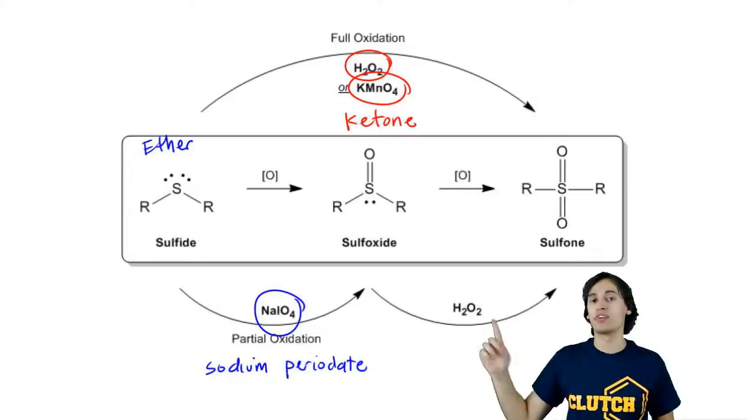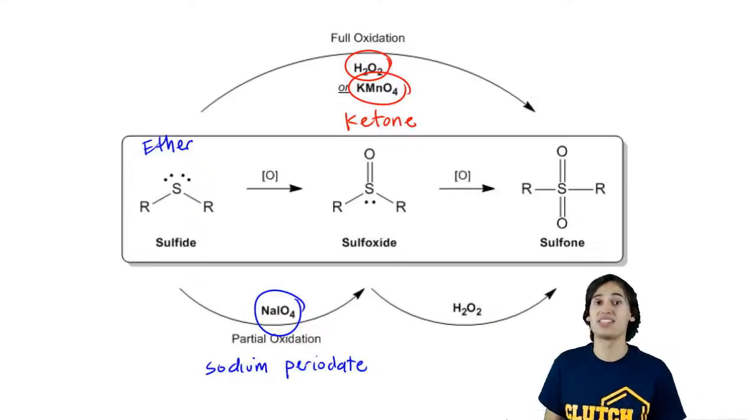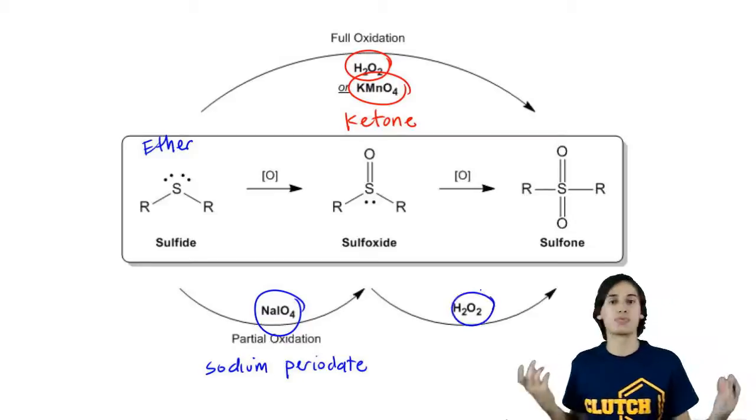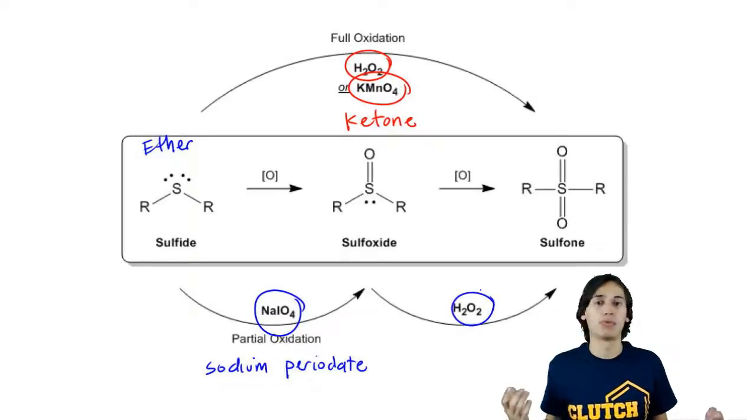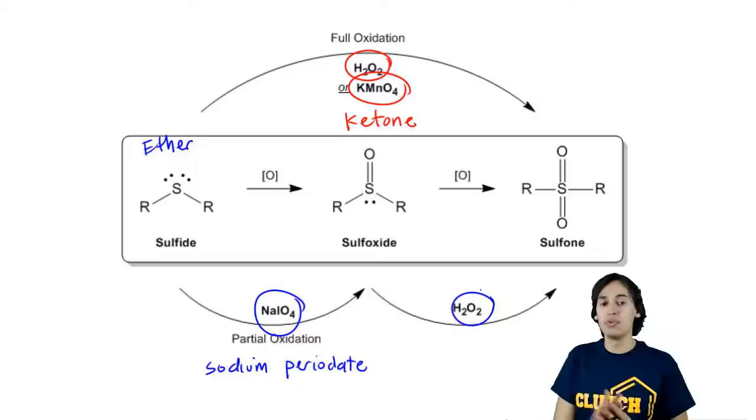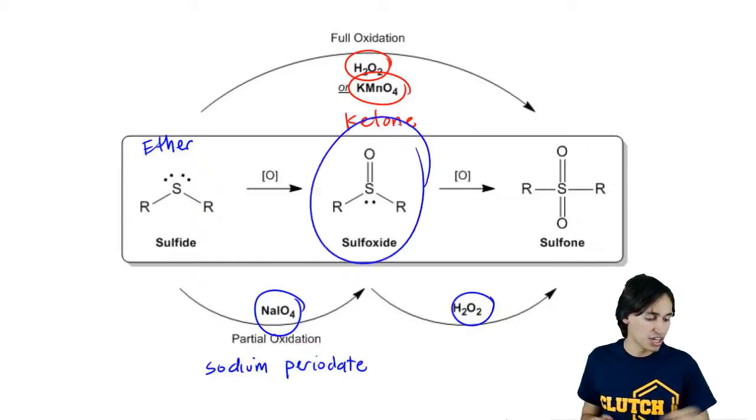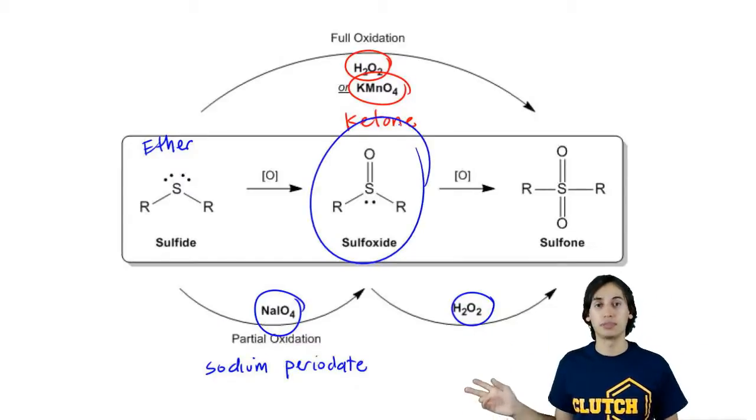But if you do have the sulfoxide and you say, hey, I'm bored of this, I want to just take it all the way to the sulfone, you can always use hydrogen peroxide again, or even KMnO4. Just letting you know that if you ever want to stop in this middle stage, you would use sodium periodate.